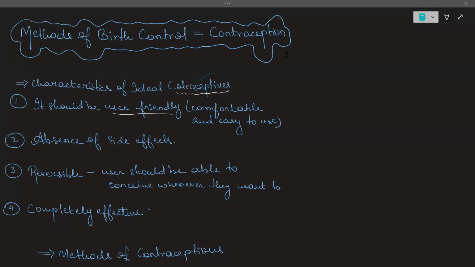Done, ma'am. All right, so let's just keep it till here only. Now, in the next class, we'll continue with implants and injections, and then hopefully try to finish, next class meaning tomorrow.